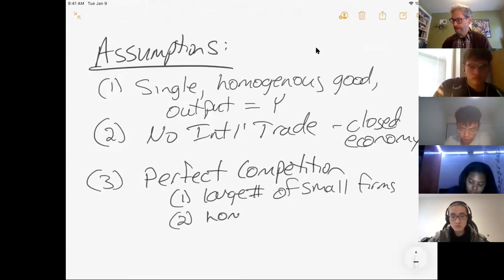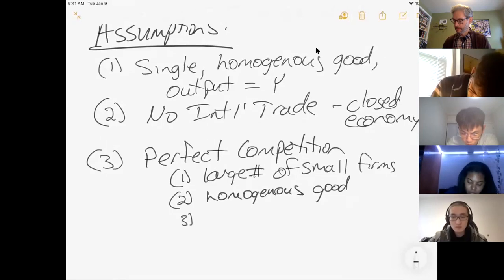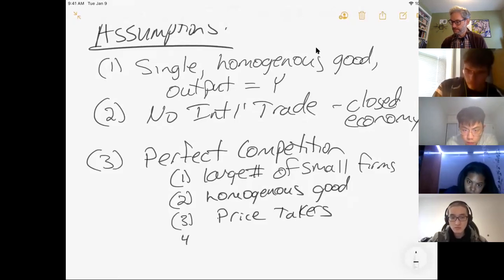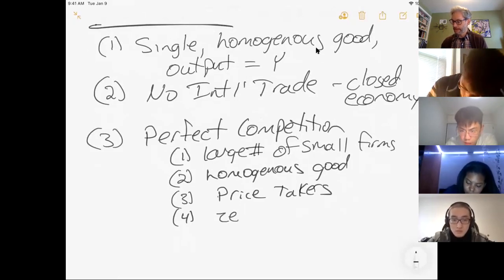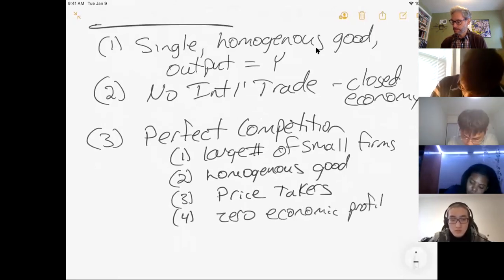There's a homogeneous good, right? So all the firms are producing the similar good. Everyone is a price taker, meaning nobody influences prices. And of course, that also means zero economic profits in this model. So there is no market power by any of the firms in this model.